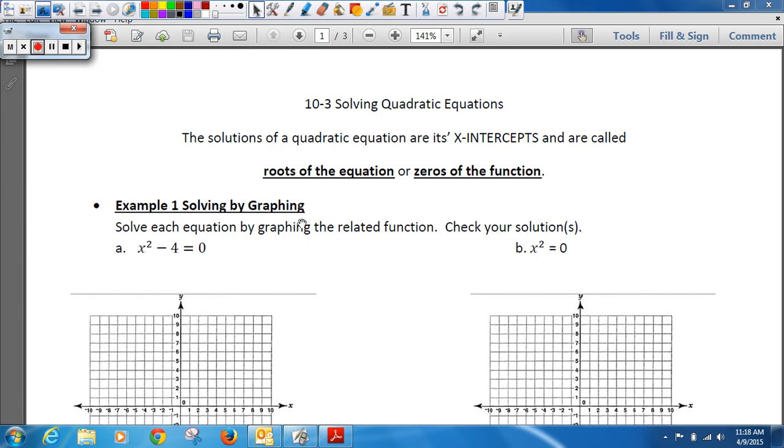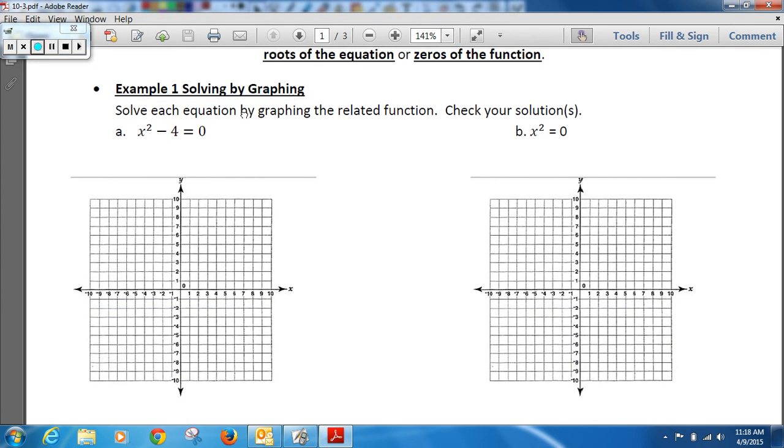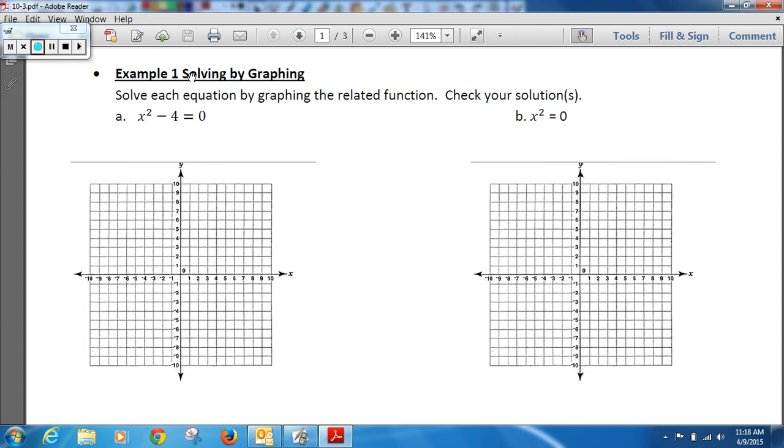Today we are going to be solving quadratic equations. We did discuss this a little bit last chapter. We discussed that the solutions of a quadratic equation are its x-intercepts. They are called either the roots of the equation or the zeros of the function. So in example 1, we are actually going to be solving to get the solutions by graphing.